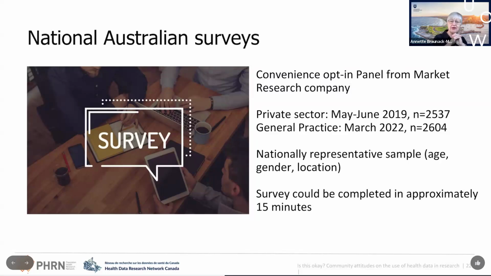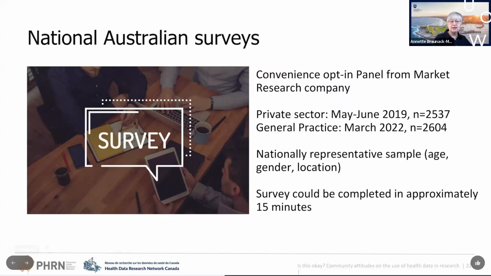And the second survey in March of 2022 was about the use of general practice data for secondary purposes, and that had a sample of just over 2,600. We sought a sample that was comparable or nationally representative of Australia, and we weighted the findings according to the Australian census. In both cases, the survey could be completed in about 15 minutes.